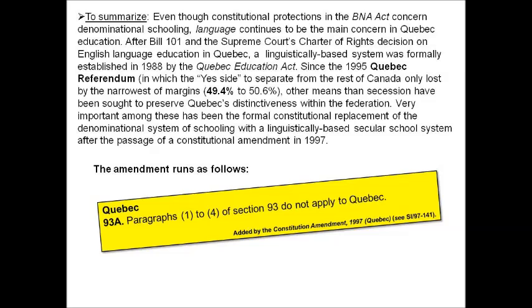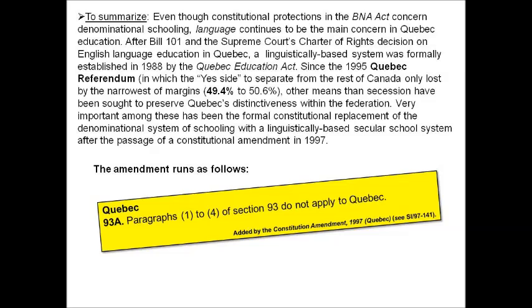Since the 1995 Quebec referendum, in which the yes side to separate from the rest of Canada only lost by the narrowest of margins, like 49.4 to 50.6%, other means than secession have been sought to preserve Quebec's distinctiveness within the Federation. Very important among these has been the formal constitutional replacement of the denominational system of schooling with a linguistically based secular school system after the passage of the constitutional amendment in 1997. So that's the amendment there.